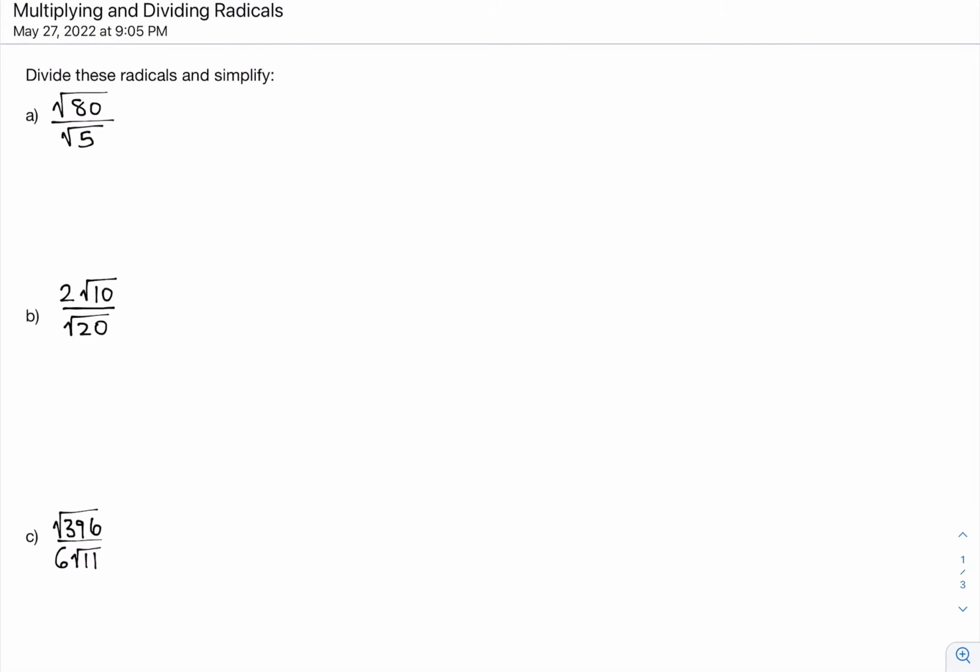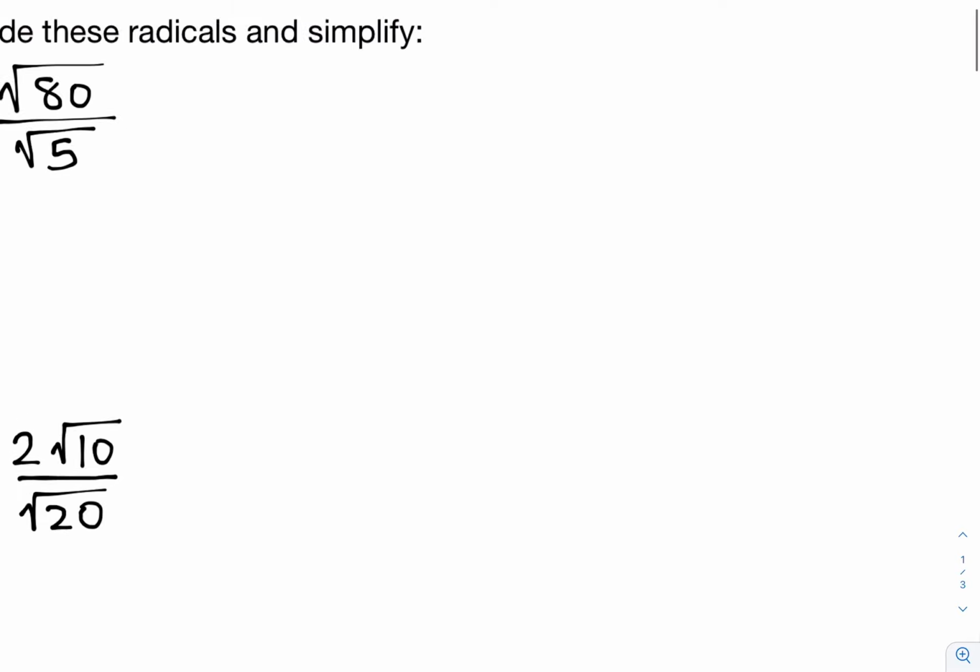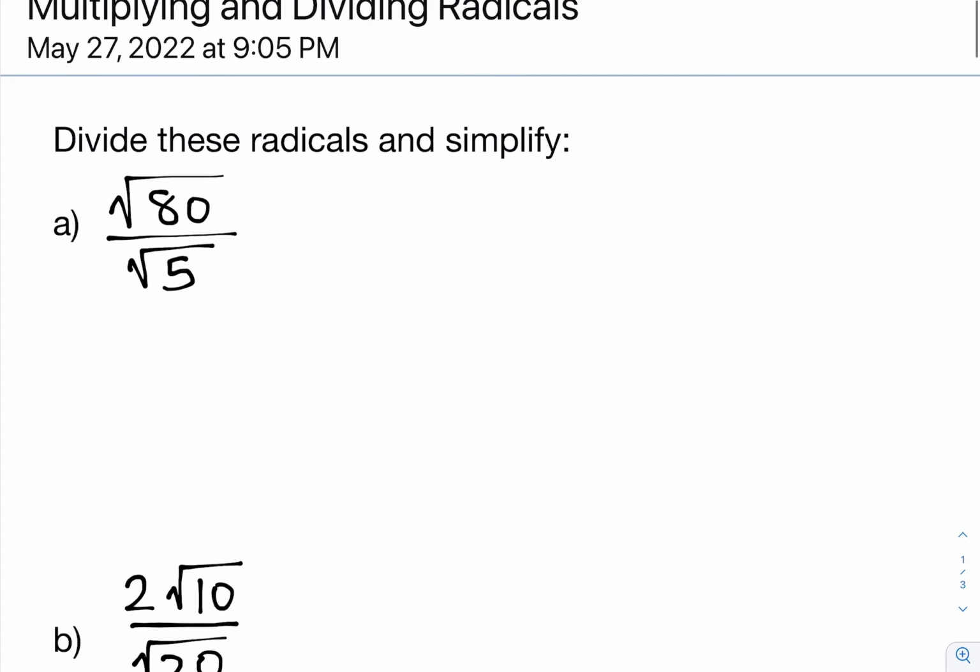So we're going to multiply and divide radicals in this video. We're going to start with dividing. Some properties of radicals is that the square root of a radical divided by the square root of another radical is going to be equal. Actually, I'll write this as a formula.